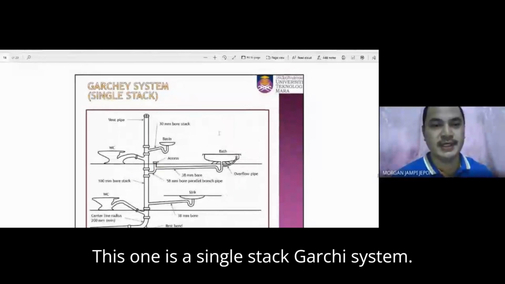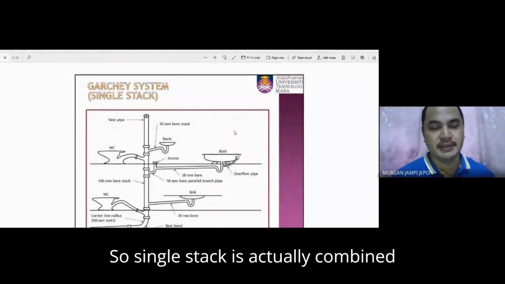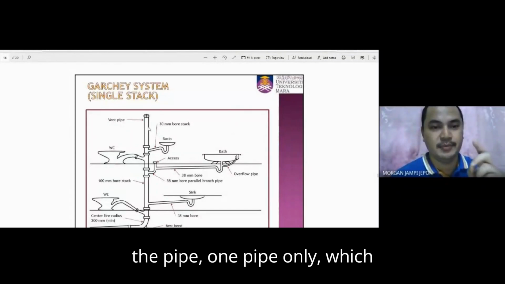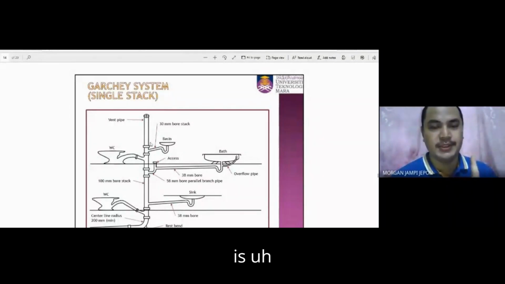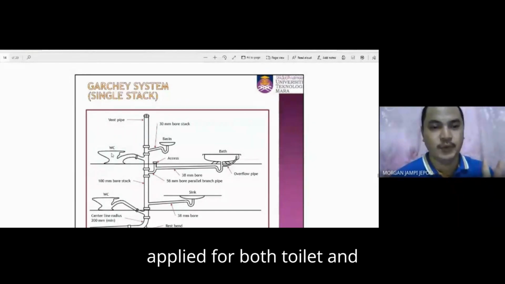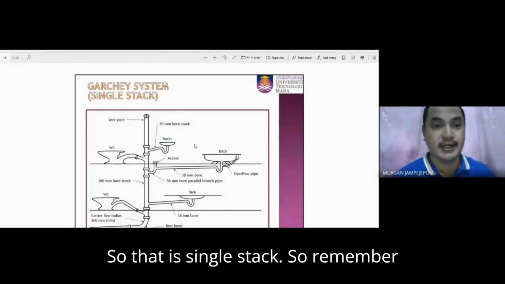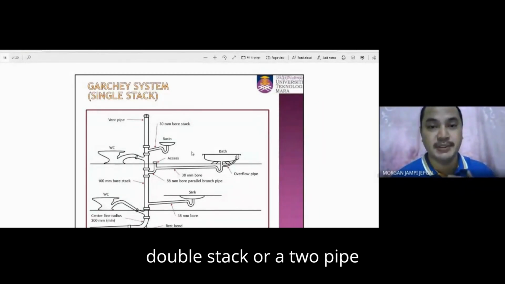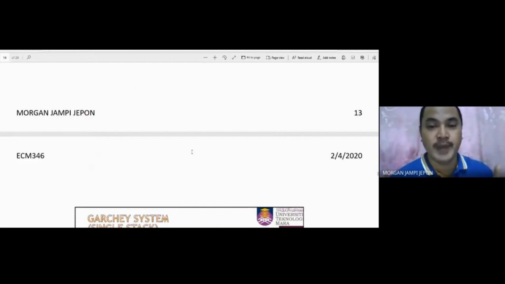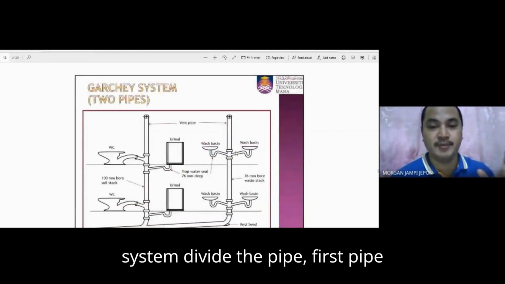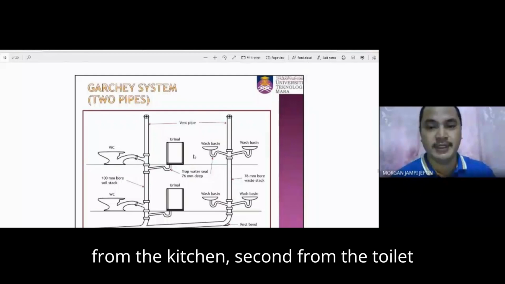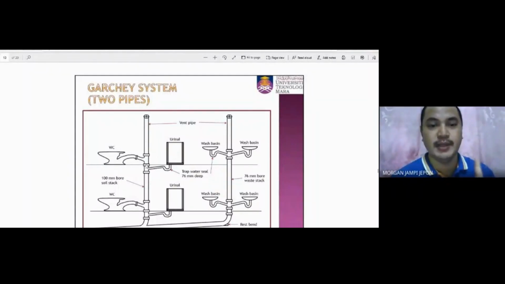This one is a single stack Garchi system. Single stack actually combines the pipe, one pipe only, which applies for the toilet and kitchen as well as the bathroom. So that is single stack. Remember, double stack or a 2-pipe system divides the pipe: the first pipe from the kitchen, the second from the toilet and bathroom.